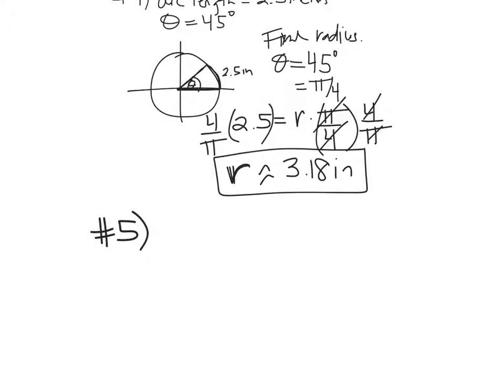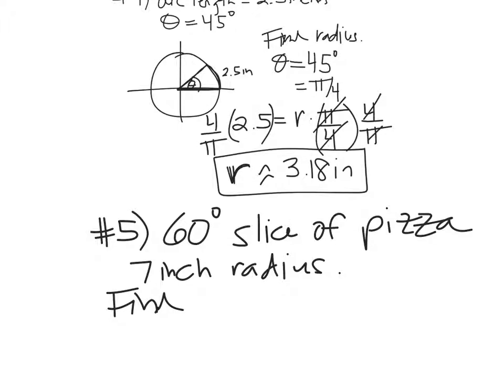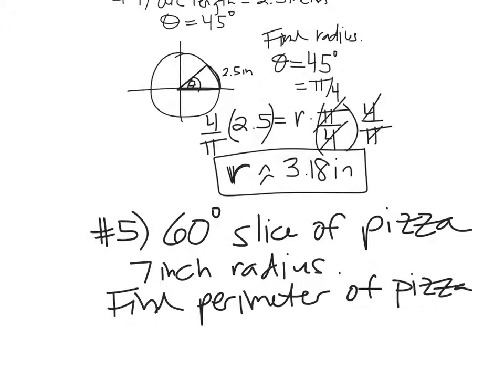Okay, anyways, we're going to have a 60-degree slice of pizza. That's a pretty good size, right? 60-degree slice of pizza. And the pizza has a 7-inch radius. We want to find the perimeter of our slice of pizza. Perimeter of just our slice. Okay? Our 60-degree slice of pizza. All right, so let's go ahead.